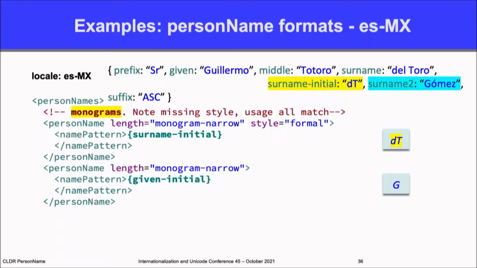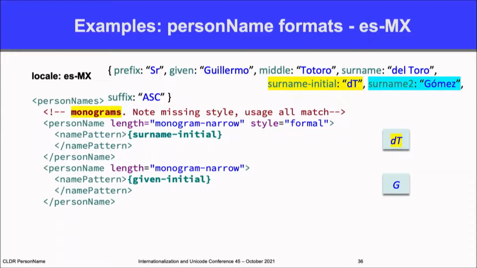This is a Spanish case. You may have heard of Guillermo del Toro. He's from Mexico. His full name is Guillermo del Toro Gomez, Gomez being his second surname. He has a nickname of Totoro, which I just threw in here for illustration purposes, but he may want to have middle initials of lowercase d, uppercase t. And so this is an illustration of where the name object that's passed in could have an override, a way to specify it. So in this case, I have it as surname dash initial.